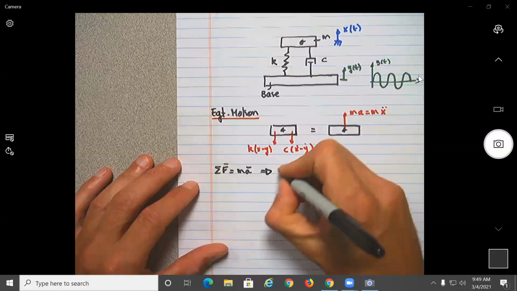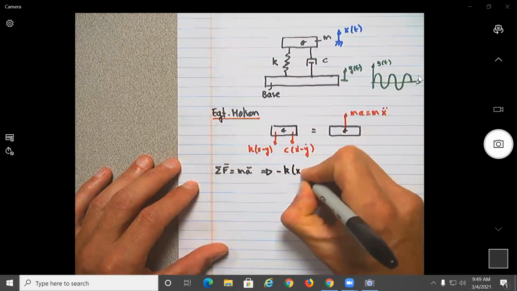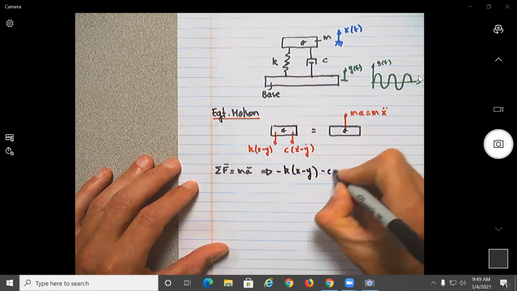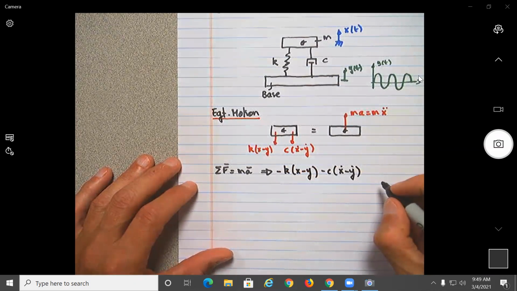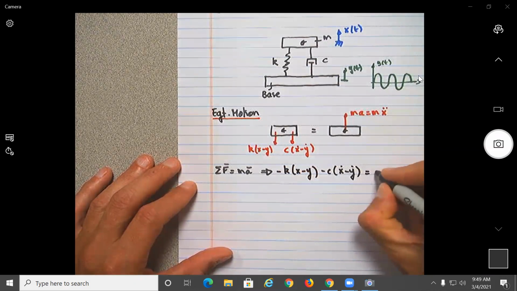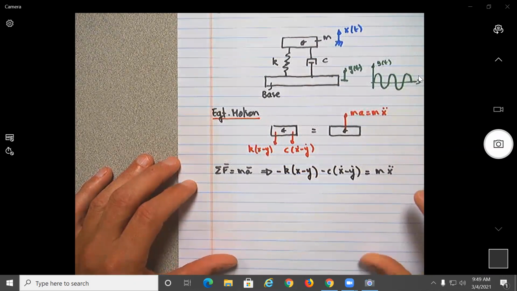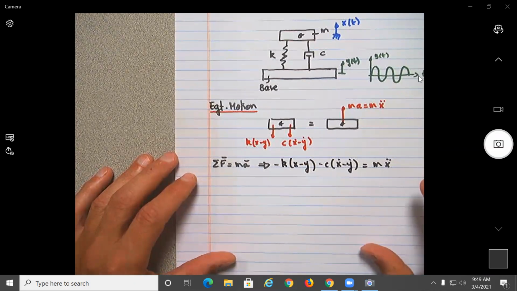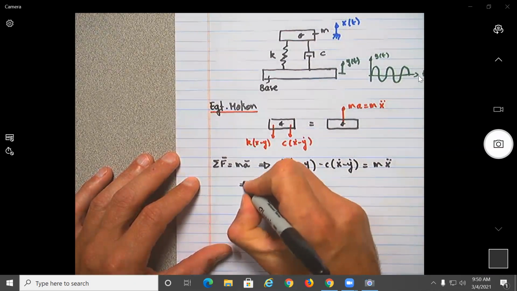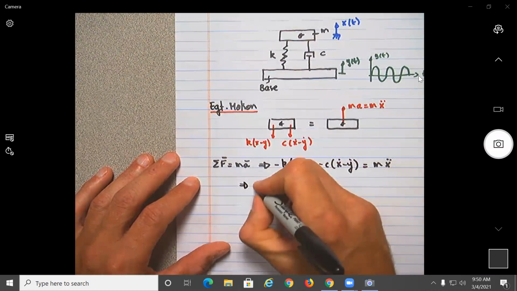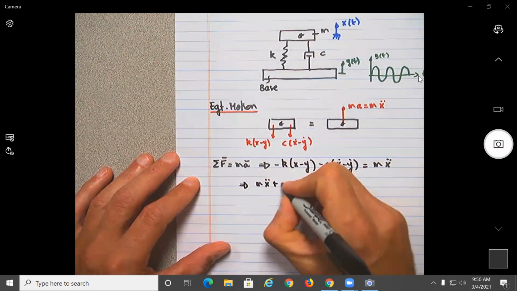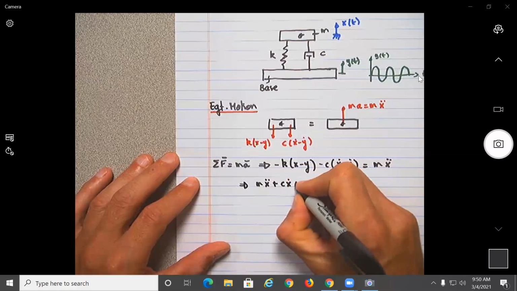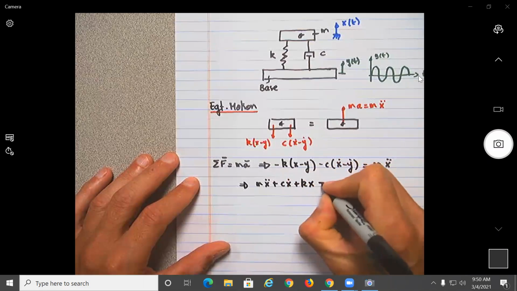So this will give us: minus k (x minus y) minus c (x dot minus y dot) equal to m x double dot. If I rearrange this, we get the classic equation, on the left-hand side, m x double dot plus c x dot plus k x.